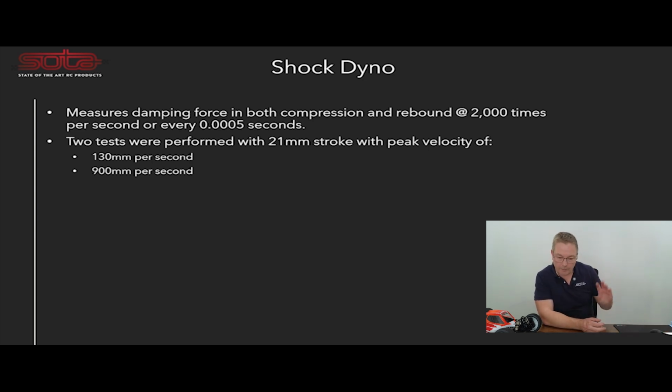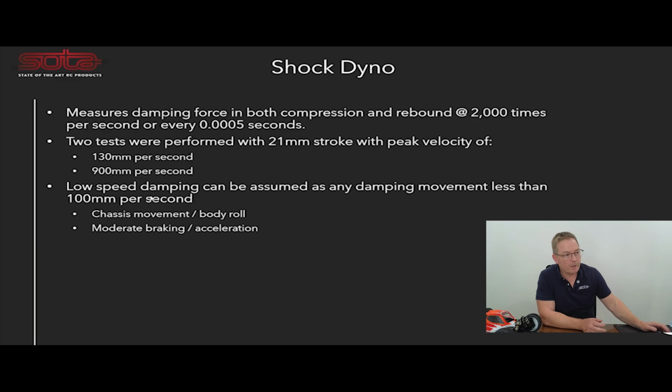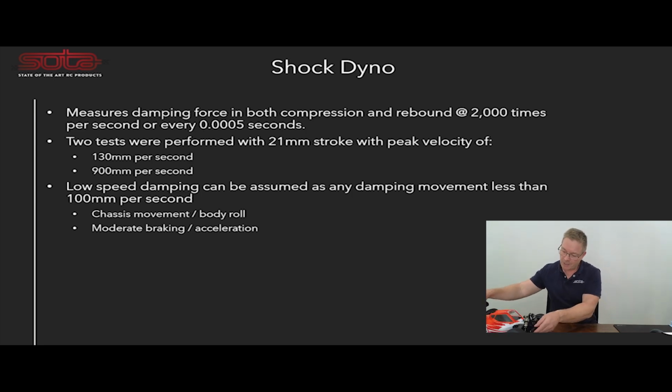I didn't go through all other velocities. I wanted to keep this simple. I think the message will still get across. So low speed damping could be anything under 100 millimeters per second. Penske shocks will say, I think it's under 3 inches per second, which I think is about 200 mil. I could be wrong, but it's a slower type of movement. It's your chassis sort of movements, roll, anything where the dampers are sort of operating smoothly.